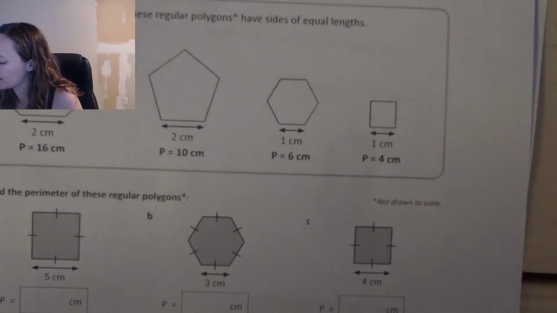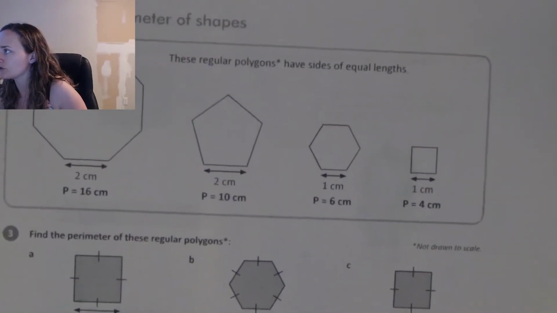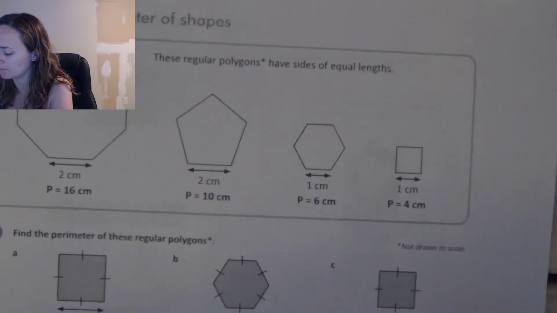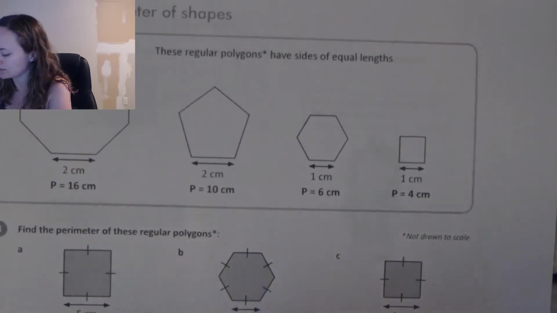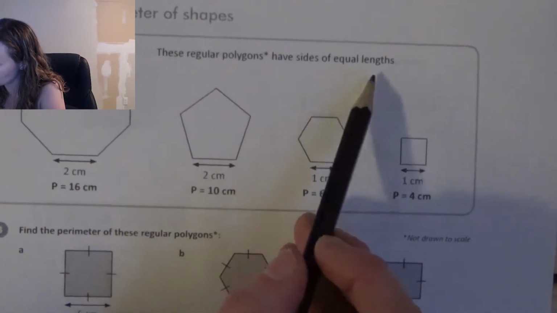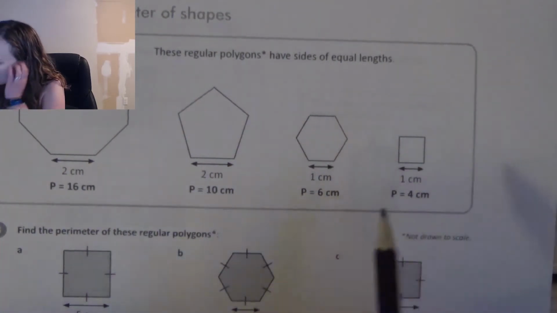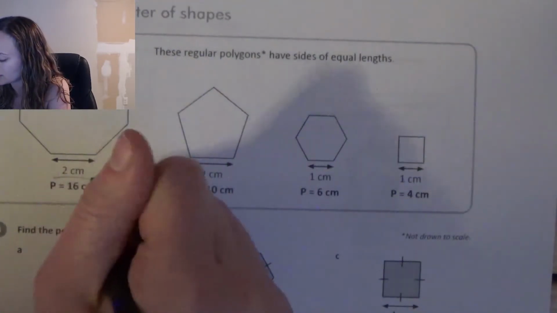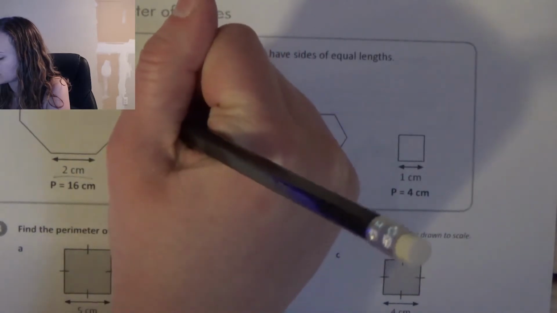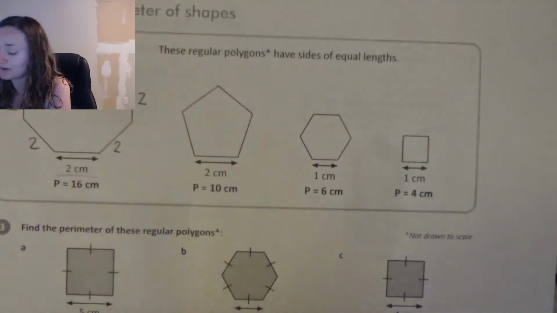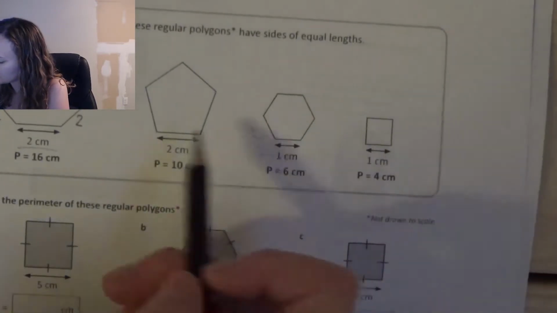On to number 2, this is a perimeter of other shapes. So the first one we did there, that was squares and rectangles. This is going to be for other shapes. So here we have regular polygons have sides of equal lengths. So if these regular polygons have sides of equal lengths, they're all going to be the same. So if this is 2 centimeters, then this is 2 centimeters, this is 2 centimeters, this one, this one, this one, this one, and that one, they are all 2 centimeters, okay?